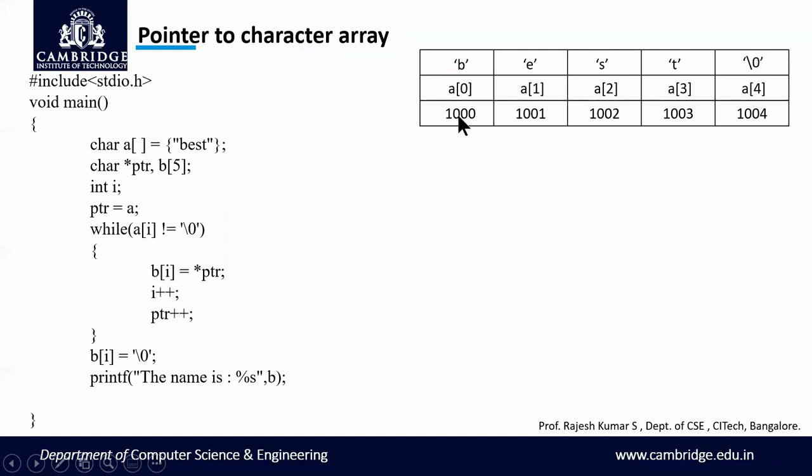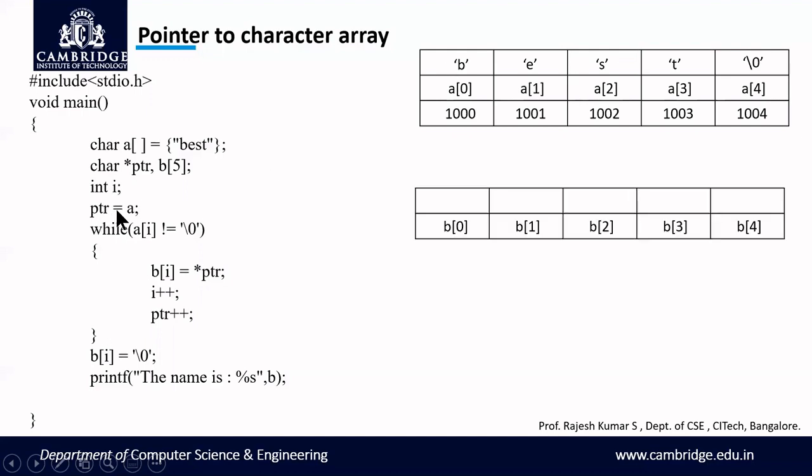And you can see the addresses. The assumed address is 1000. When the first address is 1000, the next address will be 1001, because it is of character type, so it will be incremented by 1 byte: 1002, 1003, 1004. Now I'm using a variable i over here in order to traverse inside this array. Next, the pointer is equal to a.